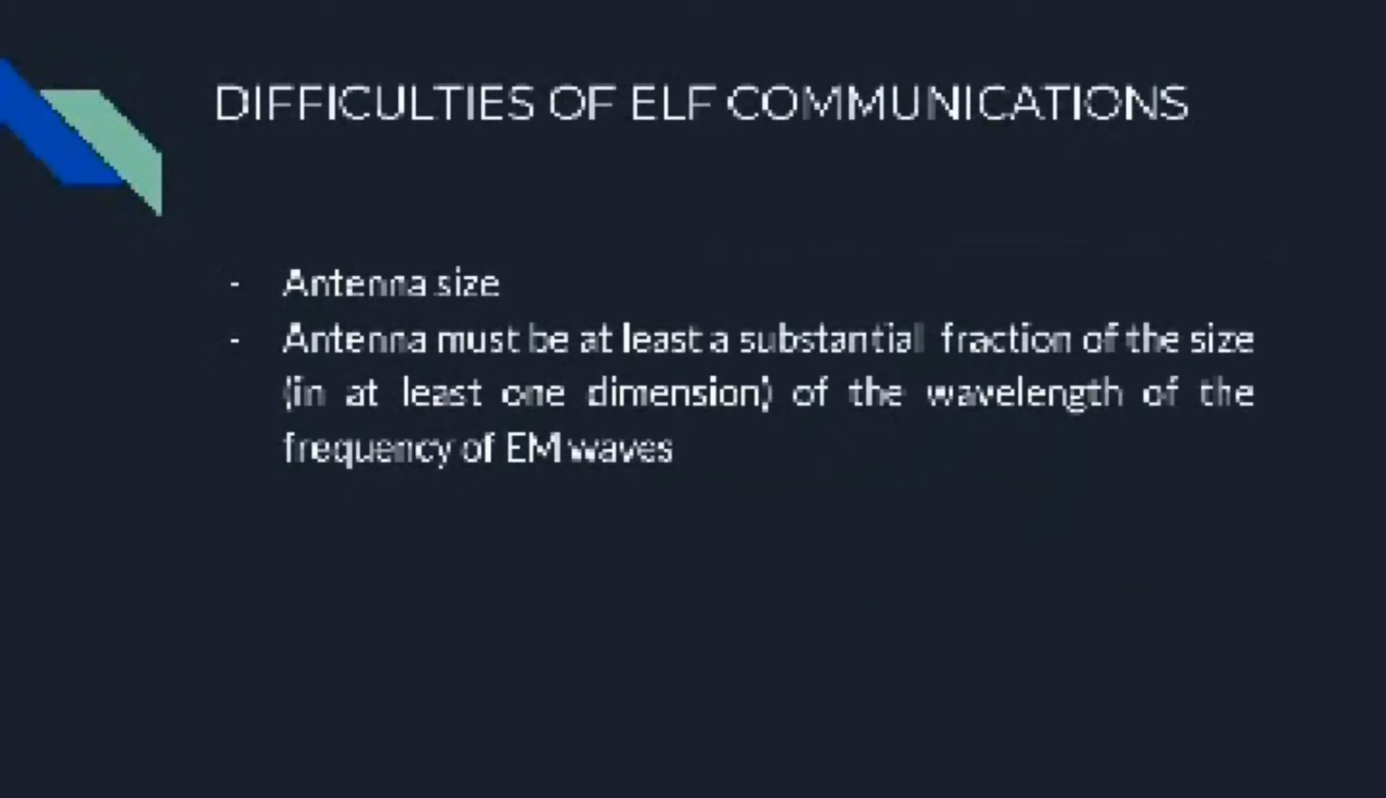Difficulties of ELF communication. One of the difficulties posed when broadcasting in the ELF frequency range is the antenna size. This is because the antenna must be at least a substantial fraction of the size in at least one dimension of the wavelength of the frequency of the EM waves. Simply put, a 1 Hz, one cycle per second, signal would have a wavelength equal to the distance EM waves travel through your chosen medium in 1 second. For ELF, this is very slightly slower than the speed of light in a vacuum.